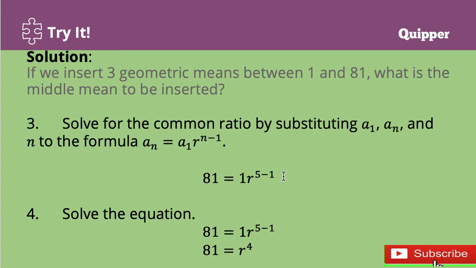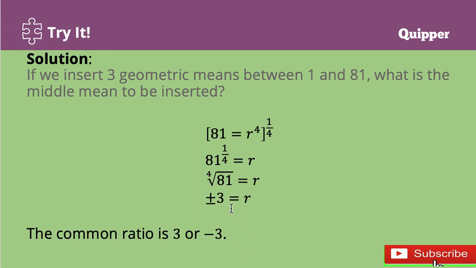Now, let's solve this equation. 1 times r is just r, because in mathematics, no need to write that 1 there. And 5 minus 1 is equal to 4. That is why we have 81 is equal to r to the 4th power. Now, taking the 4th root of both sides, the 4th root of 81 and the 4th root of r to the 4th power. The 4th root of 81 is equal to positive and negative 3.